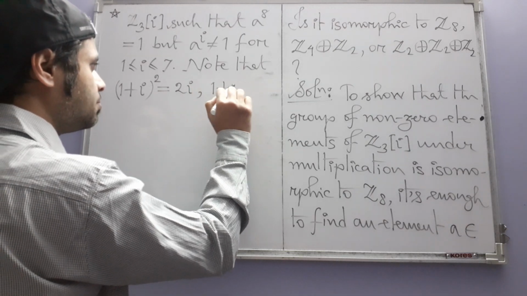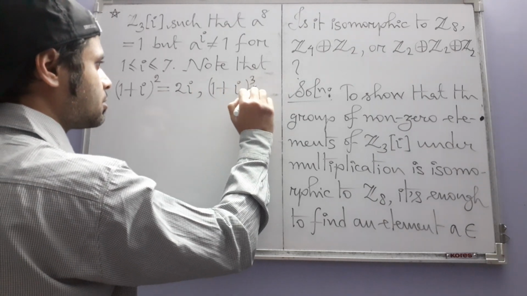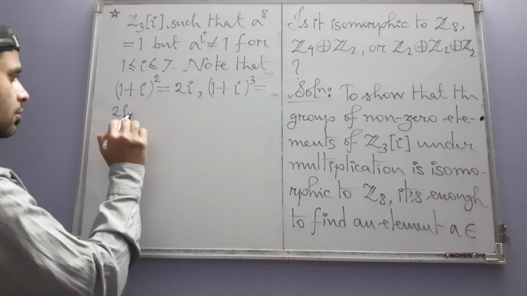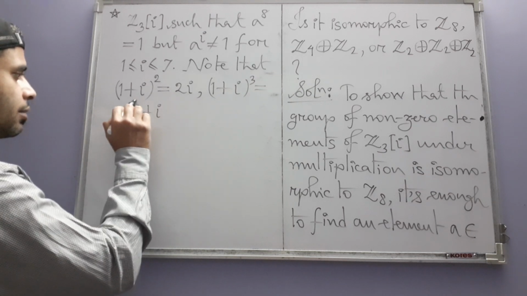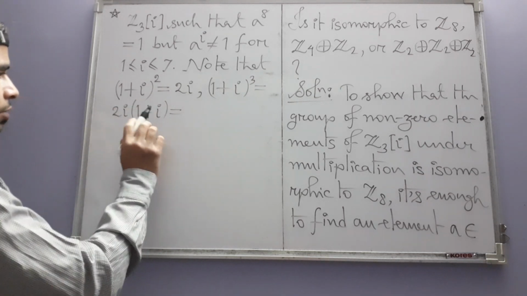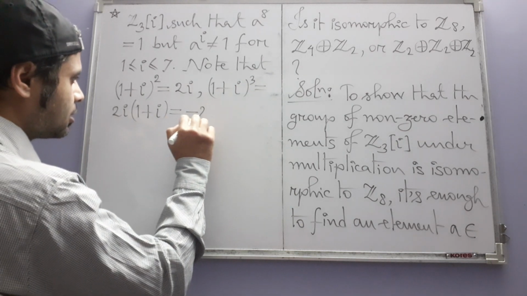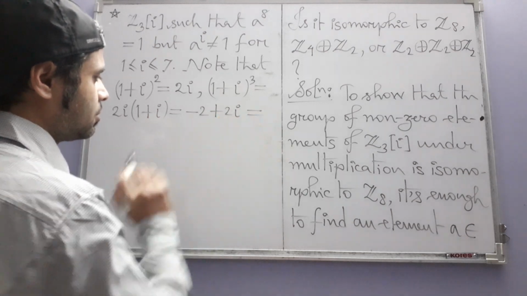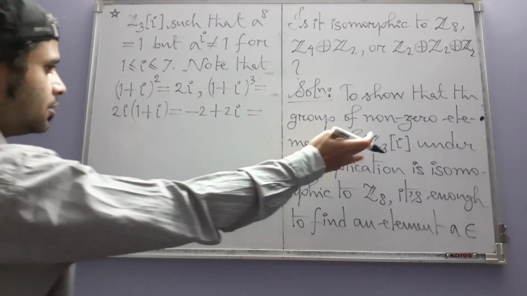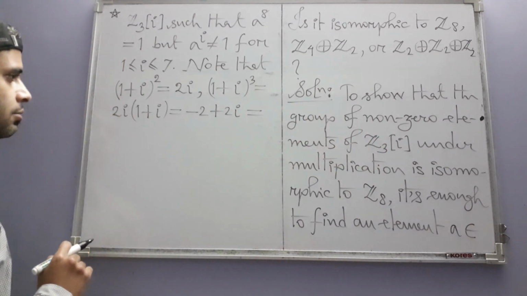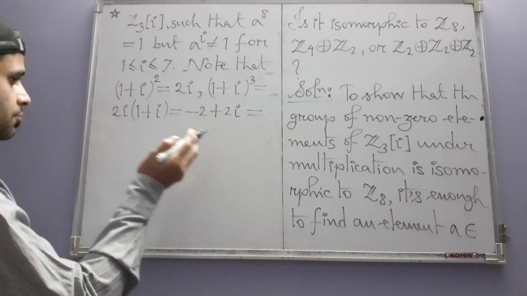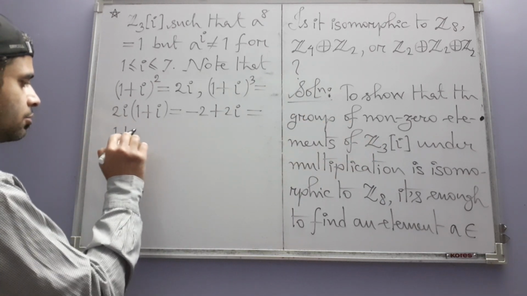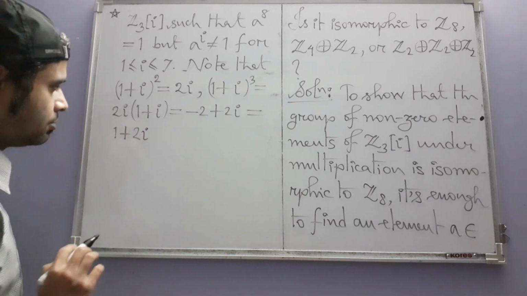Then what about 1 plus I cube? This is 1 plus I whole square times 1 plus I, which is the same as 2I times 1 plus I. 2I times I is going to give us minus 2 because I square is minus 1, plus 2I. But minus 2 in this ring is what? 1. That is because 1 plus 2 in this ring is 0. So this is 1 plus 2I. This is also not equal to 1.